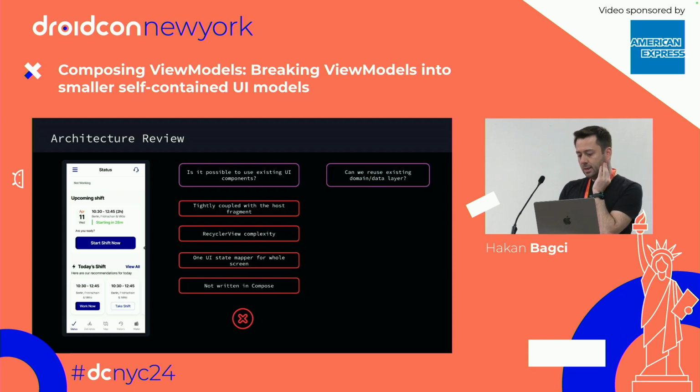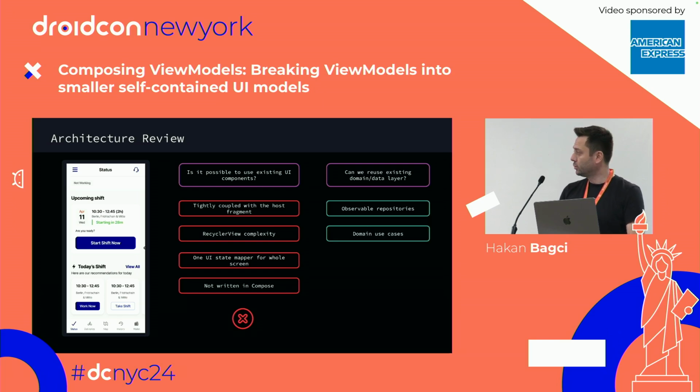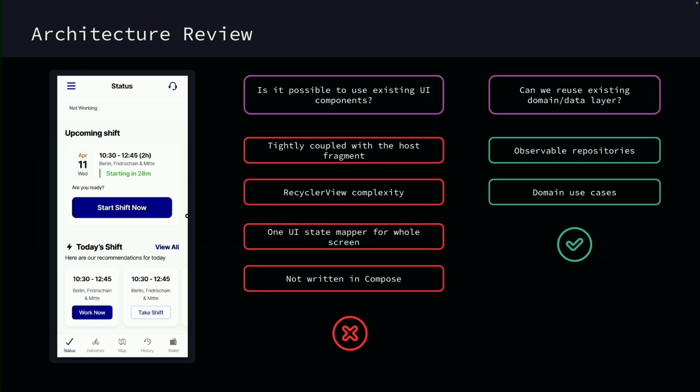And the last question is, can we reuse the existing domain and data layer? Thanks to our observable repositories and domain use cases that we already had before, we didn't need to rewrite our data and domain layer, and we were able to reuse maybe 80-90% of it.